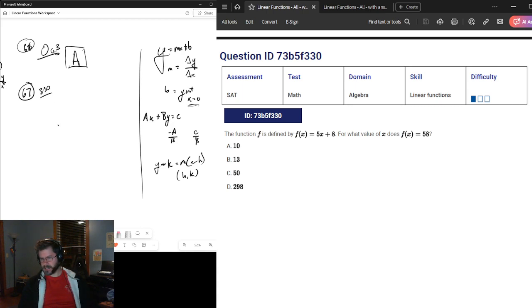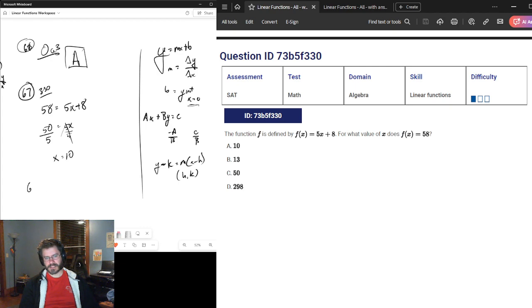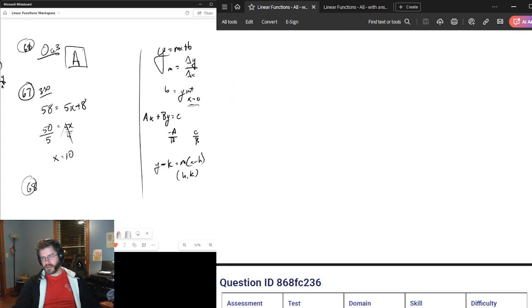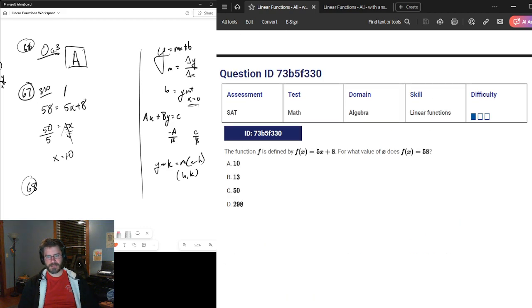Slope-intercept form, 5x plus 8. f of x equals 58. So that's basically saying that the y value is 58. We say 58 equals 5x plus 8. You could push this into Desmos, but doing it algebraically, it's not too bad. Subtract the 8, you get 50 equals 5x. Divide by 5, and we end up getting x equals 10. 68 now. 10 is A.